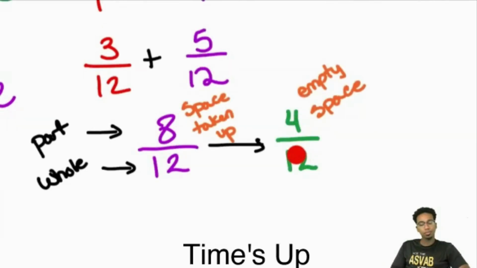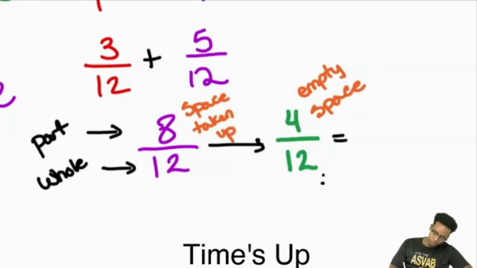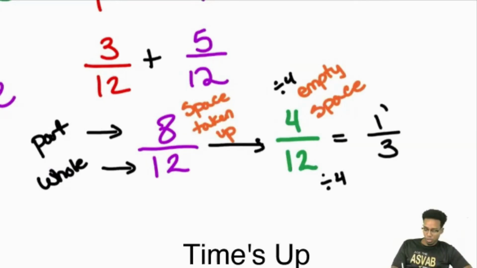12, both divisible by what? They're both divisible by 4. So I'm going to go back in a second to explain again how we get that 4. If we divide both the numerator and denominator by 4, we end up getting 1/3 as the answer. So the answer is going to be 1 over 3.